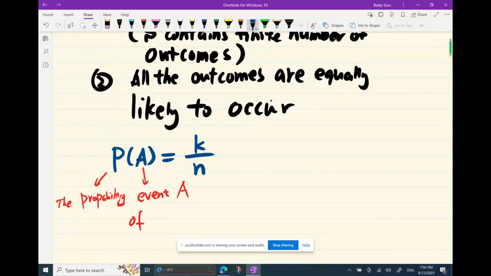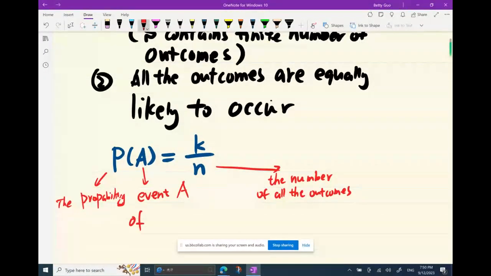Let me explain what the denominator is and what the numerator is. The denominator is the number of all the outcomes. In other words, n is the sample space size. How many outcomes are in the sample space? When we toss a coin, we have 2 different outcomes in the sample space, so n is 2. When we roll a die, we have 6 different outcomes, so 6 is the value of n.